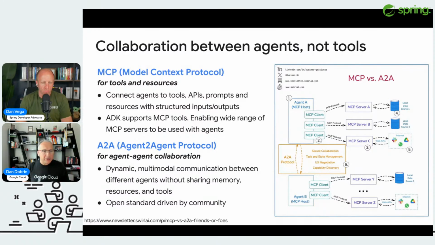So if we compare them, MCP was connecting agents to tools and APIs and prompts and resources, but A2A is focused on dynamic multimodal communication, and it's an open standard. It's driven by the community, and I just read a couple of hours ago that A2A was donated by Google to the Linux Foundation, with support from all the major companies. That's a great thing, because everybody will track to the same way of building an agent, expressing an agent.